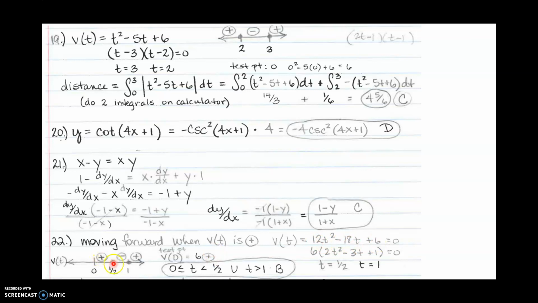Cross a single root, the sign changes. Cross a single root, the sign changes. So that's the sign graph for velocity. So that means that it's moving forward from negative infinity to 1/2, backwards from 1/2 to 1, and forward from 1 to infinity.